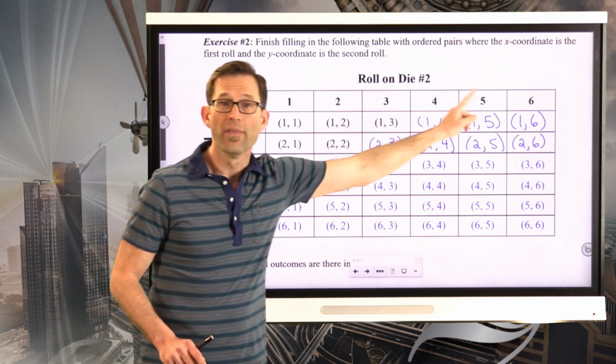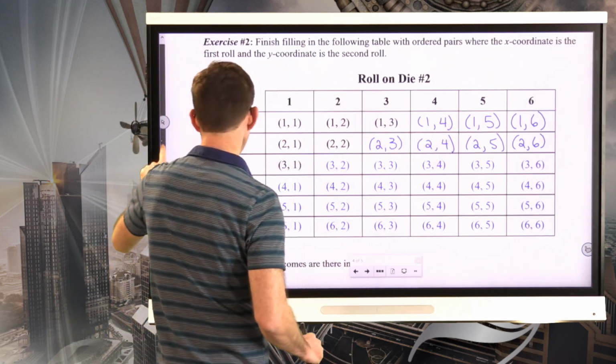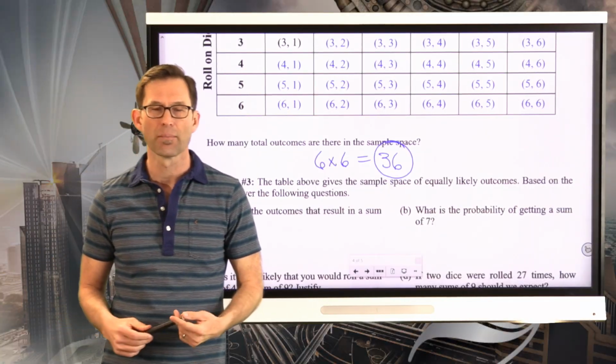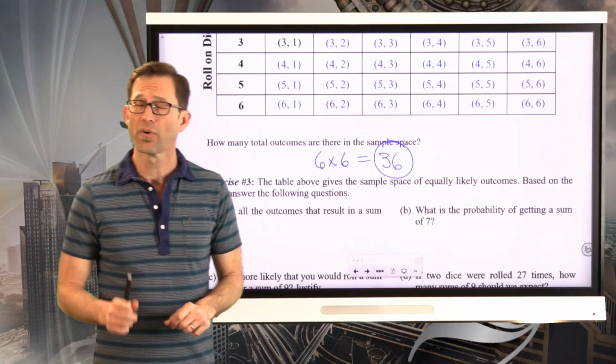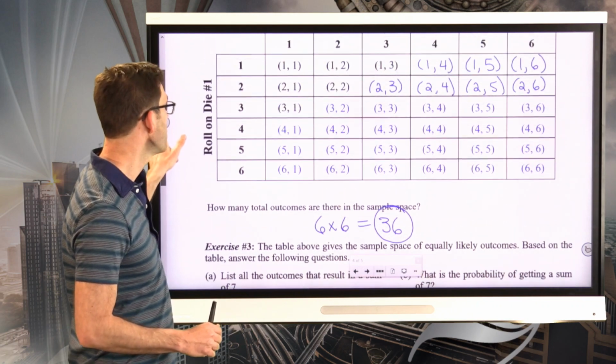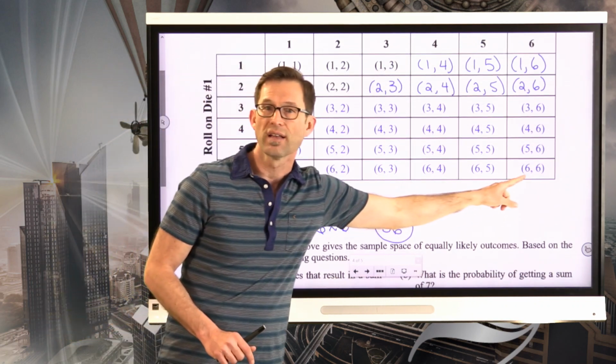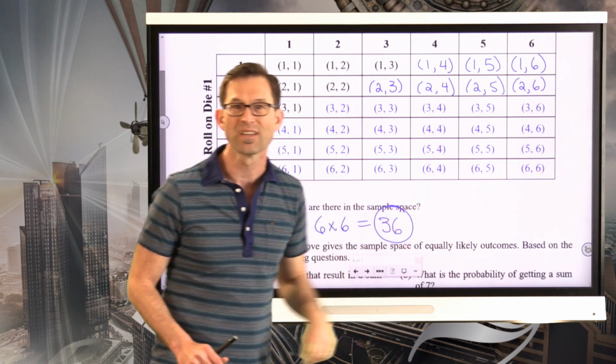For this simple event, there are 6. And so, the total number of outcomes will be 6 times 6, or 36. There are 36 outcomes in this sample space. And each one of those 36 has a sum that goes with it, right? Here's that sum of 2, 1 plus 1. Here's that sum of 12, 6 plus 6, right?